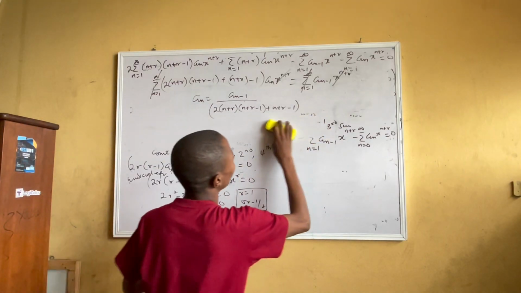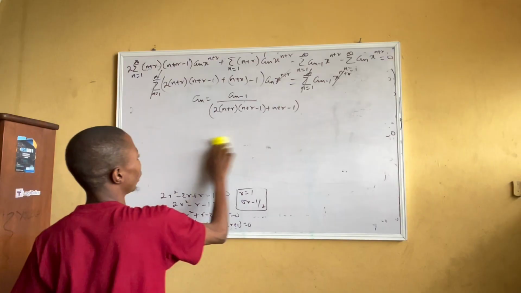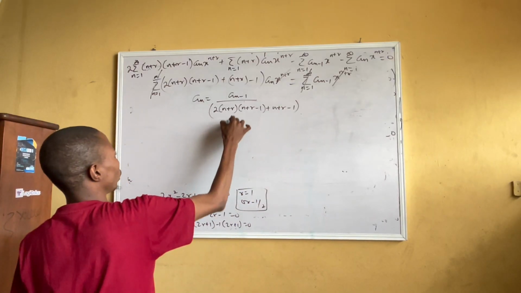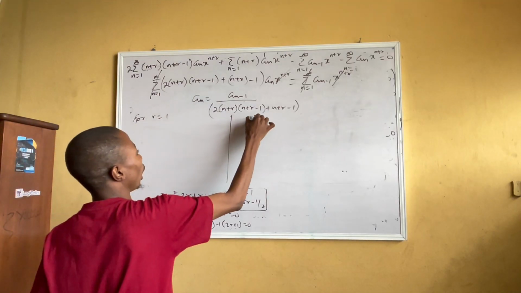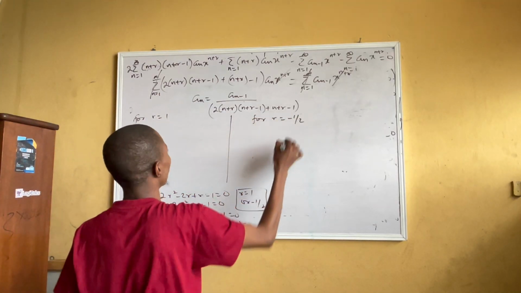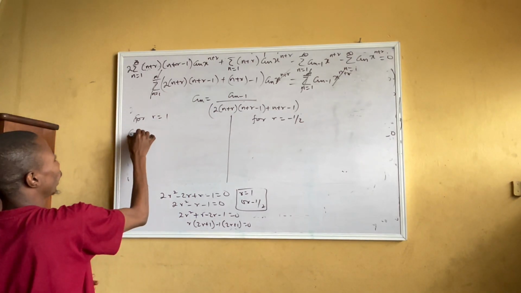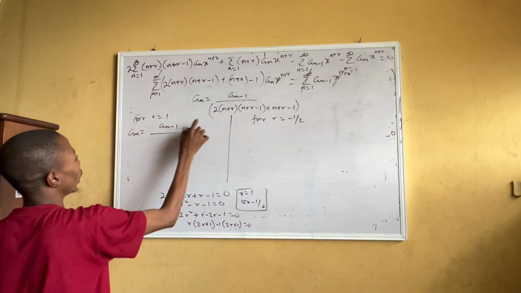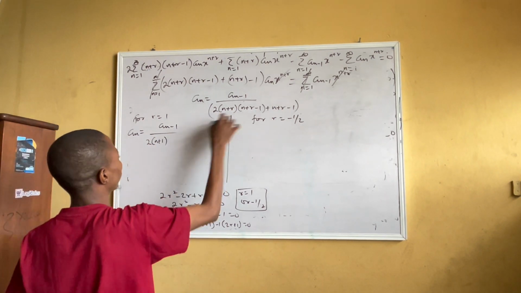So you know the drill. Just cut it into two, and do it for r equals 1 and r equals minus half. So let me just partition it like this: for r equals 1 here, and for r equals minus half here. If r equals 1, what will be our recurrence relation? a_n equals a_(n minus 1) over, if r is 1, 2n plus 1, and if r is 1, n.